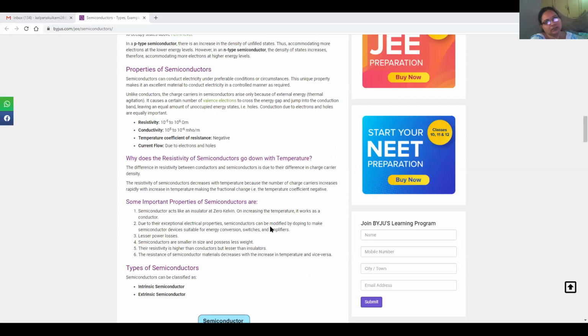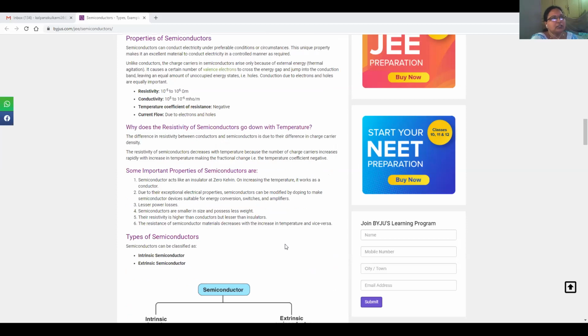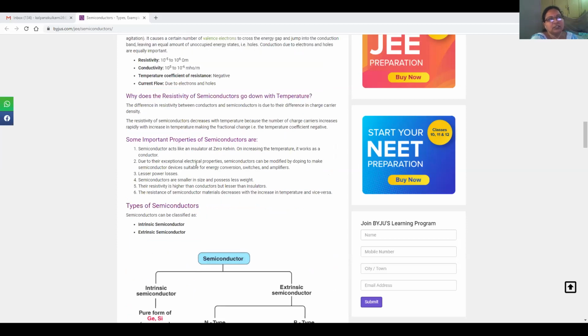So it has resistivity, conductivity, temperature coefficient of resistance, and then current flow. Then it acts as an insulator at 0 degree Kelvin. Then on increasing temperature, it works as a conductor. So this may be a common question which is asked, right, generally.